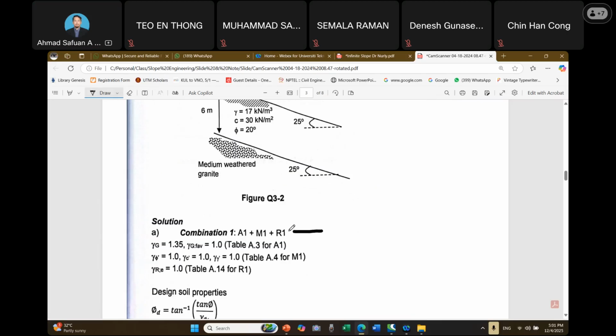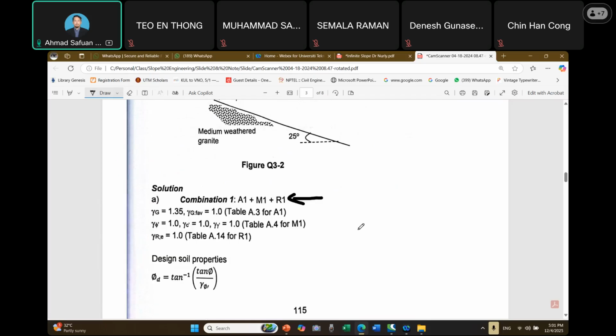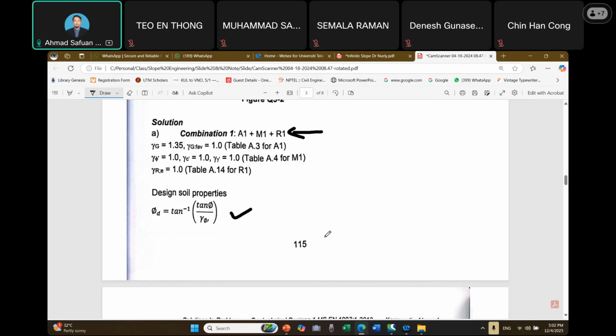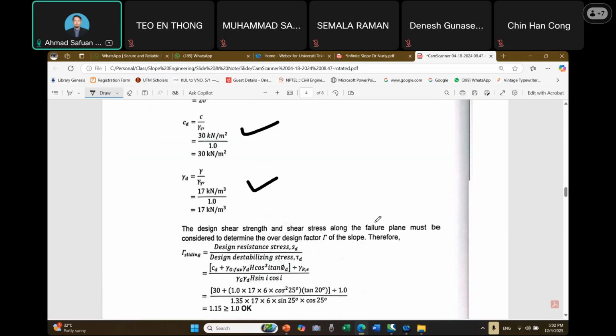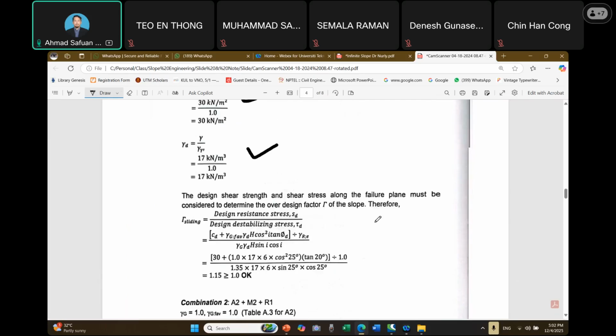So we use combination 1. Gamma G 1.35 unfavorable, and this is favorable. Then gamma phi, gamma c, gamma gamma, and gamma R. So start first with M1: phi D, c D, gamma D. Then the design shear strength and shear stress along the failure plane must be considered to determine the overall design factor of the slope.